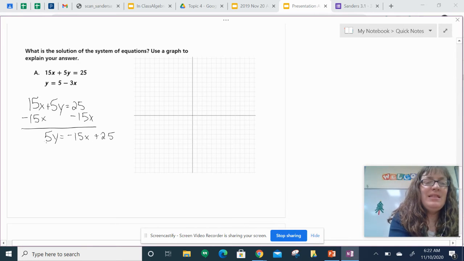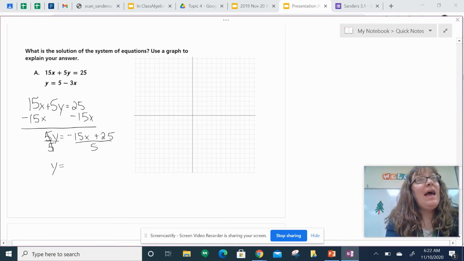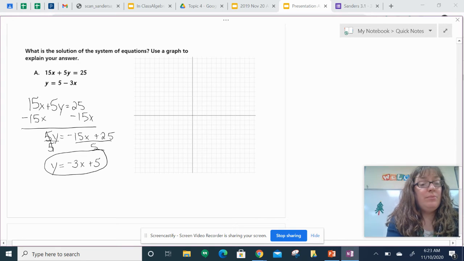All right, finally, I then need to divide each side by 5 in order to get that y all alone. And I end up with y is equal to, and then I have to divide every part by that 5. So negative 15 divided by 5 would be negative 3x, and 25 divided by 5 would be 5. All right, now it's ready for me to graph.